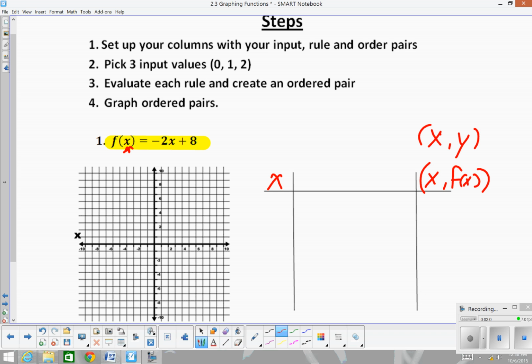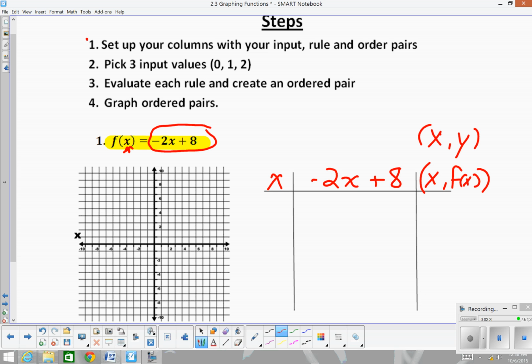Good. Now my rule is simply what's on the other side of the function notation. So the rule is negative 2x plus 8. Okay, so that's my rule. So I set up my 3 columns with my input, my rule, and my ordered pair. That's what I did for step 1.